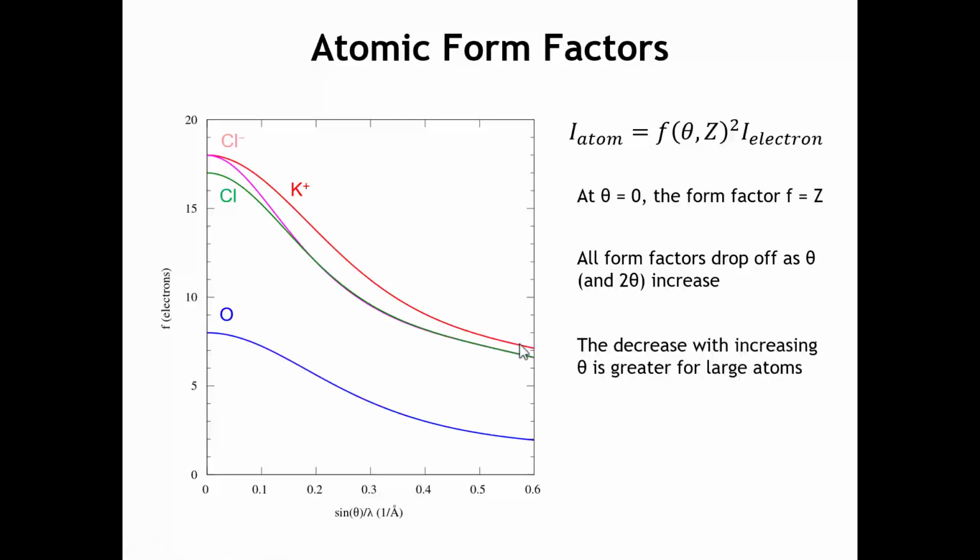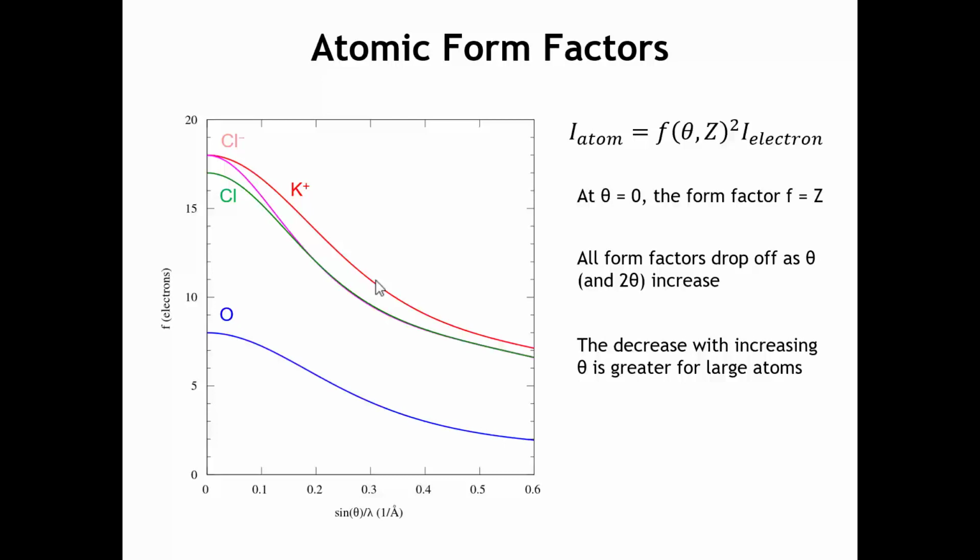Second thing we can note from this slide is that even though chloride and potassium ion have the same number of electrons, the chloride form factor drops off more rapidly than the potassium ion form factor. And the reason for that is because anions are larger than isoelectronic cations. And the larger the ion, the more interference effects and the faster this drops off.